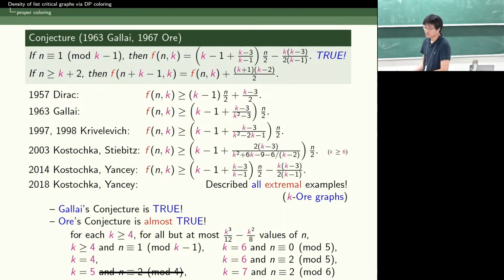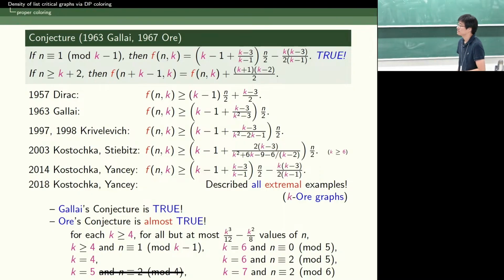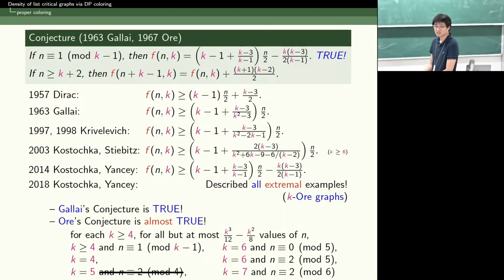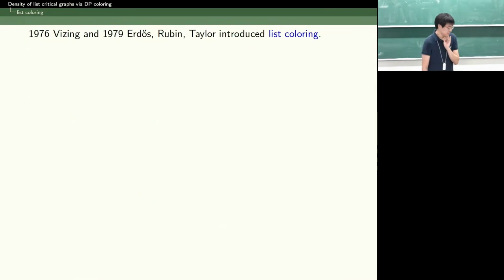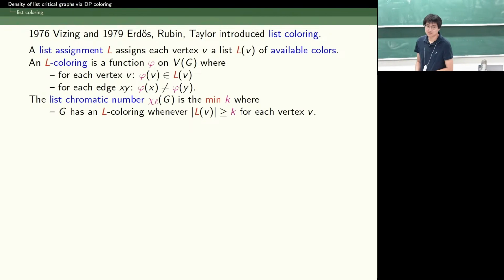Okay, so this is the state of the art for Ore and Gallai's conjecture. So what do you do after you see this? Of course, you try this for list coloring, which is a generalization of proper coloring. So Vizing and Erdős, Rubin, and Taylor introduced list coloring. And this is the definition, which I'm sure most people here know.